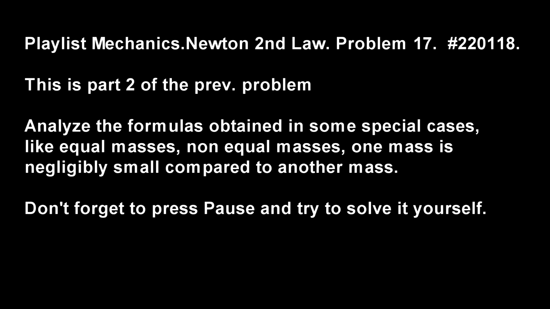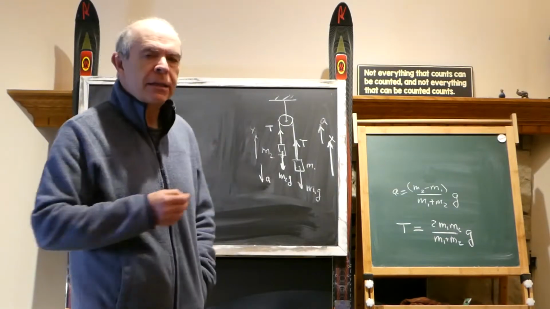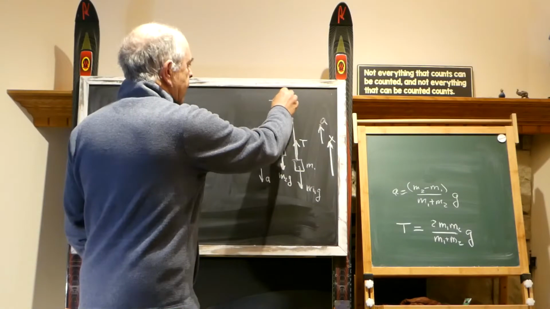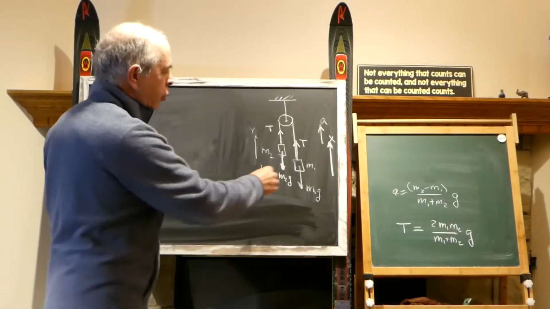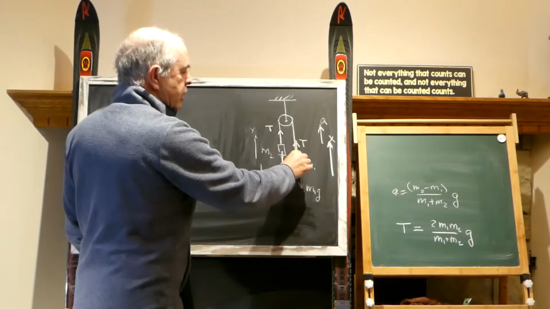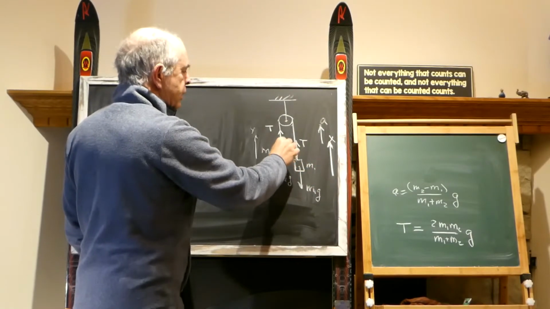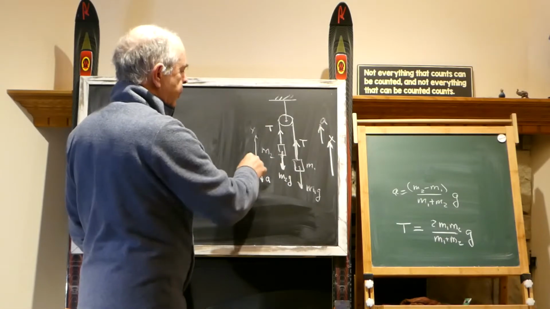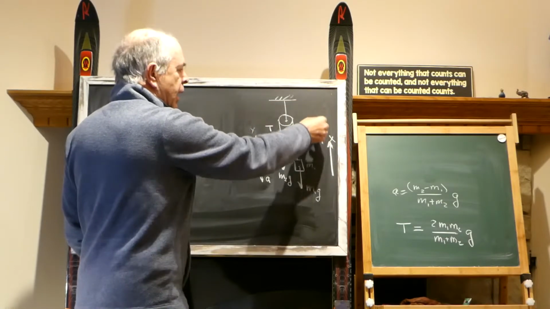So here is a problem. As always, read it, maybe once, maybe twice, and then pause the video and try to solve it yourself. This is a continuation of the previous problem about the pulley hanging from the ceiling and two bodies, M1 and M2. M1G, T, M2G, T, X here, acceleration A.